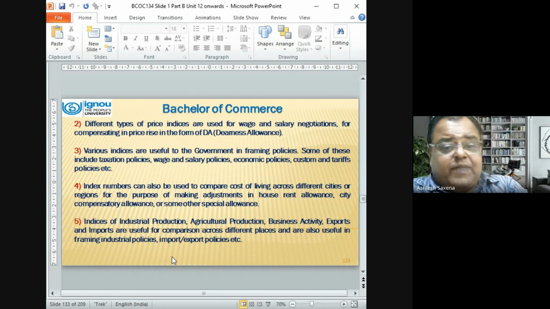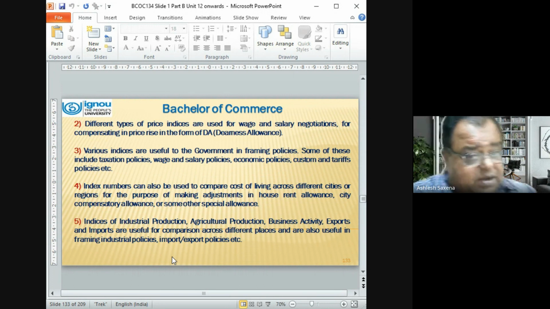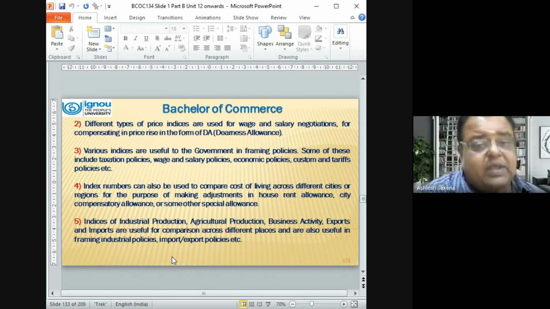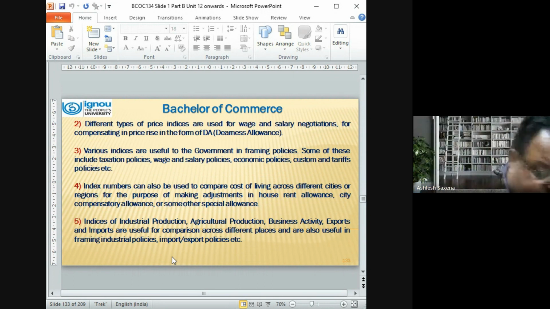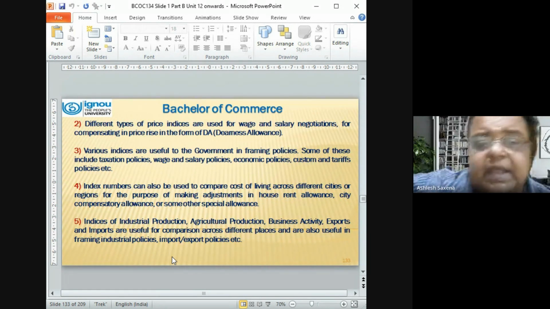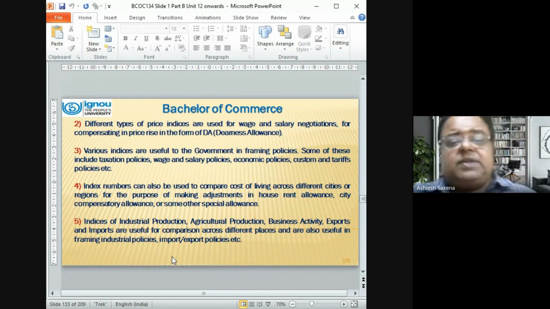Different types of price indexes are used for wage and salary negotiation, for compensating for price rise in the form of DA, that is, dearness allowance. Various indices are useful to the government in framing policies. Some of these include taxation policies, wages and salary policies, economic policies, customs and tariffs policies, etc.